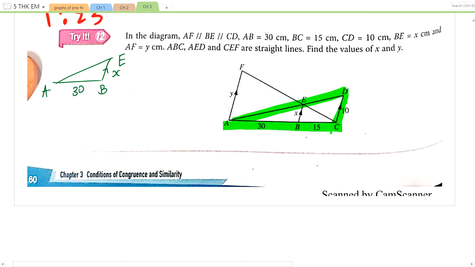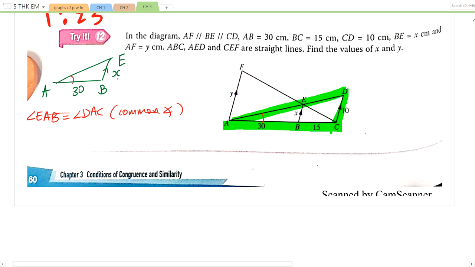So that's my objective now. These two angles in red, they are the same. In fact, they are common. So angle EAB equals angle DAC. Common angle. Okay, one angle down already.